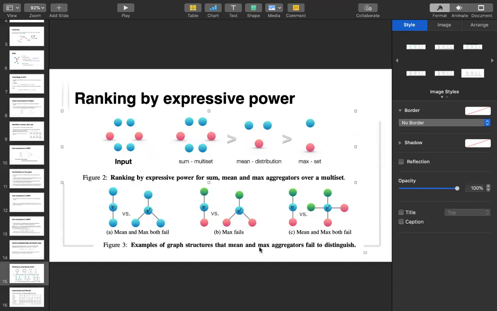Figure 3 is illustrating a similar concept: examples where mean and max fail. Let me illustrate this example. Here all nodes have the same feature embedding. The mean will fail between these two structures; although the structures are different, the mean will get the same result, and the same for max.